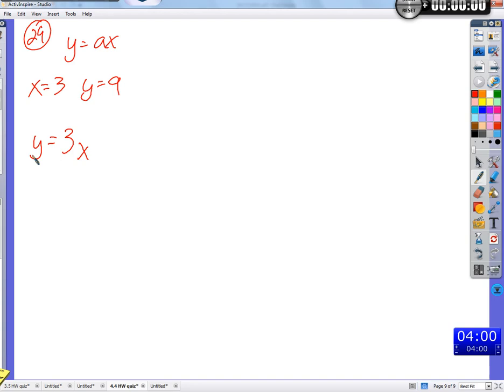Something a little more complicated. 37. For 37, y and x vary directly, so we still have to be able to write this equation, y equals a times x. Okay. Now x equals negative 5.2. Y equals 1.4. So number 29, we're able to do it mentally pretty easily. Now mentally, it's not so easy.